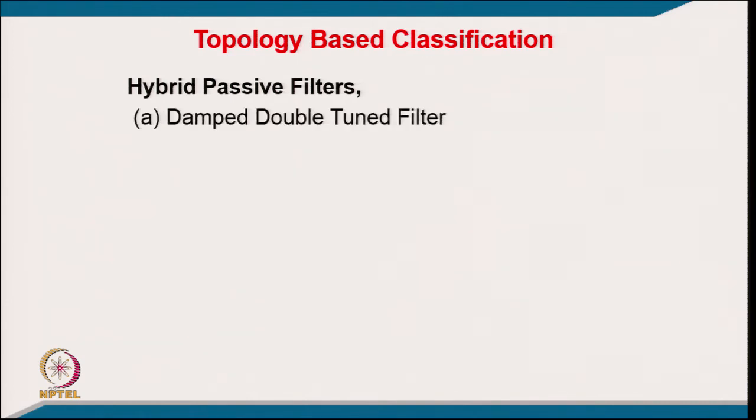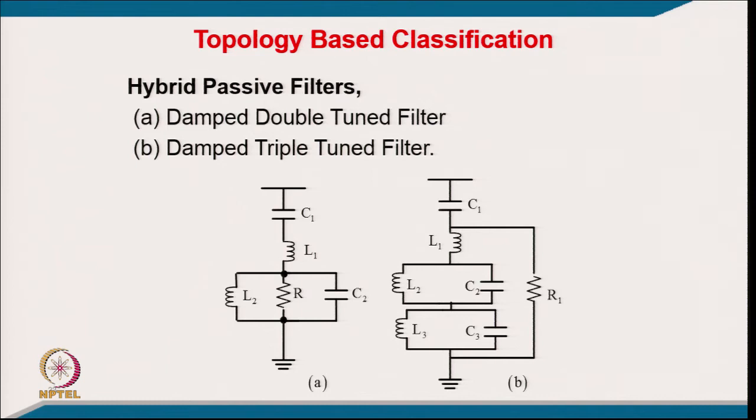So, hybrid can be like a damped double tune filter, because double tune means you are using a hybrid of the two, or a damped triple tune filter. So, you can call this one kind of hybrid filter, because you are not having only one filter tune, you are putting a double tune filter, or it can be the triple tune filter. So, that is one kind of hybrid.